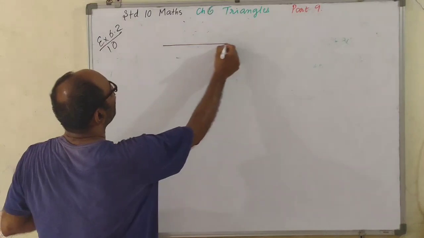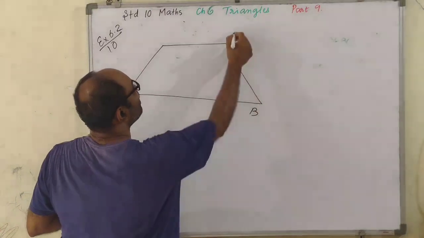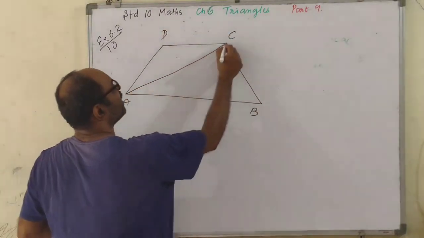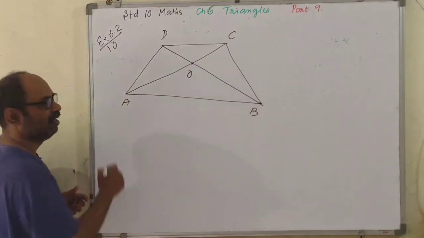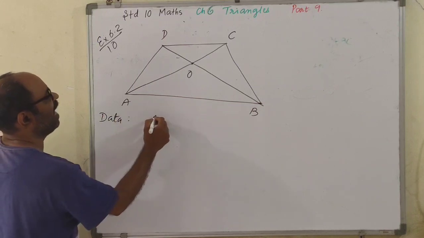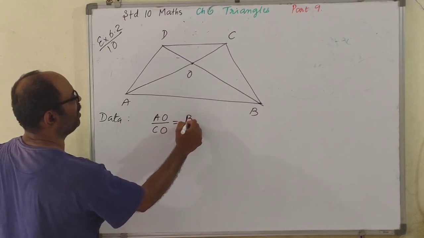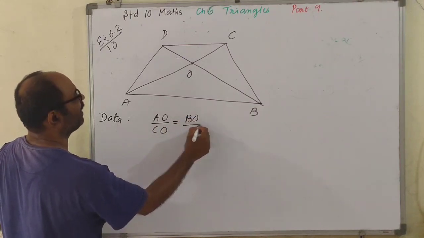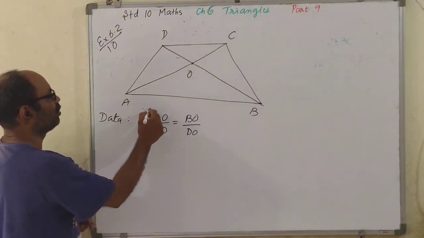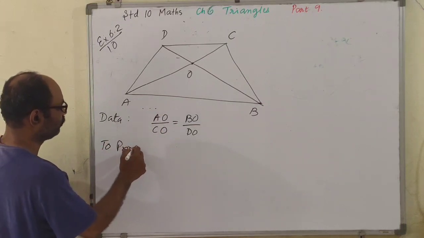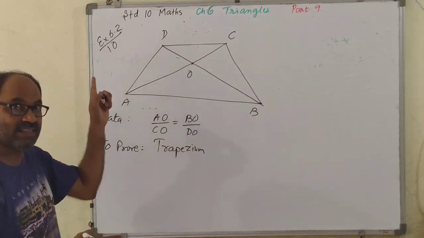What was given? One quadrilateral was given, correct? ABCD. The diagonal AC and the diagonal BD intersect each other at O such that AO upon CO is equal to BO upon DO. This was given. This was in the data, and I have not written anything else. To prove: ABCD is a trapezium. I am writing in short, you can't write this because I have written it in the earlier sum.